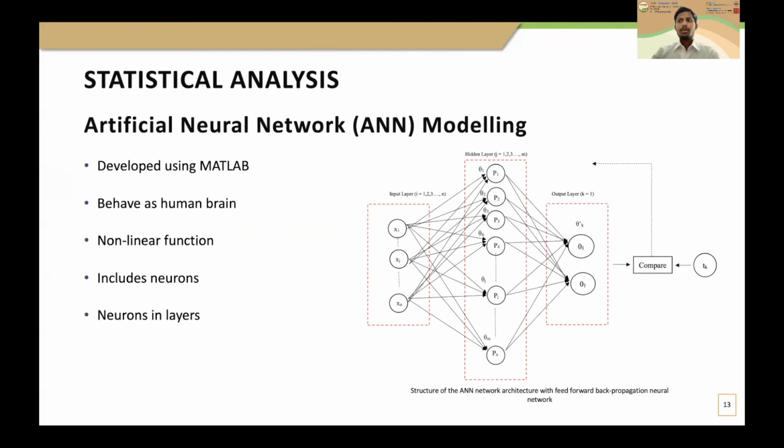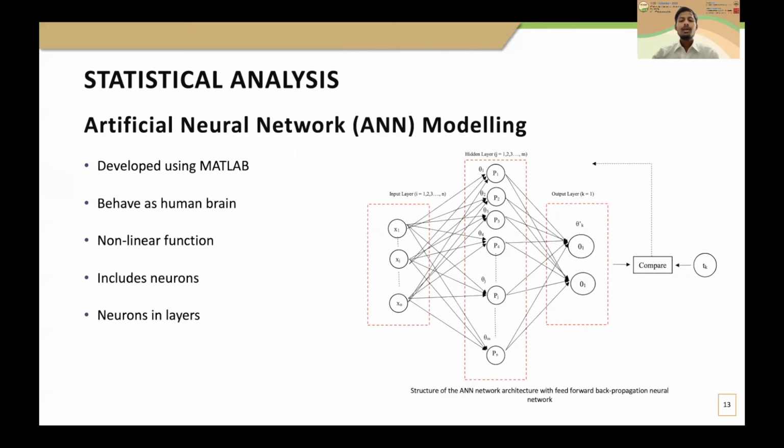Artificial neural network modeling behavior is very identical to the human brain. The network type that I'm using is feed-forward propagation, and the figure shows the ANN network architecture. This includes neurons, and they are in layers. First, the red box shows the input layer, the second red box shows the hidden layer, and the third red box shows the output layer. The figure exactly shows what happens behind the scenes.